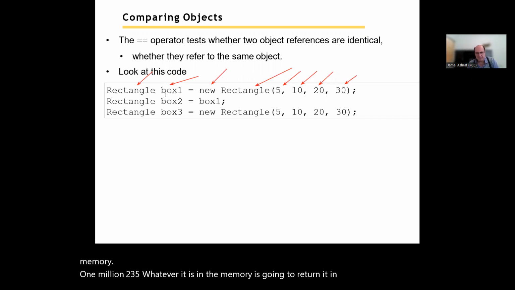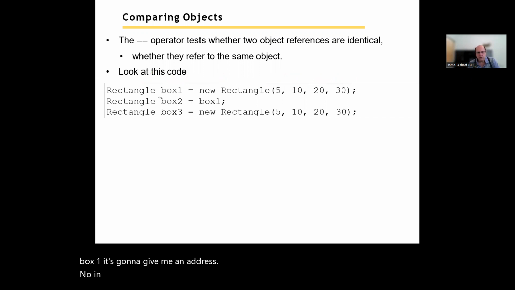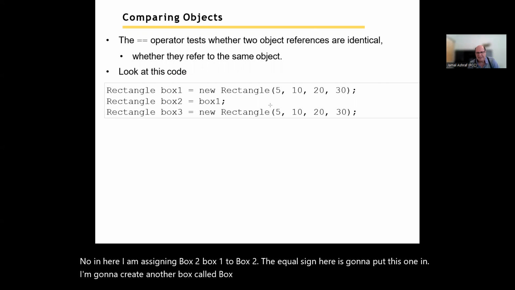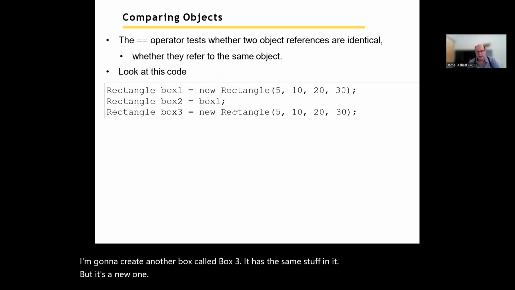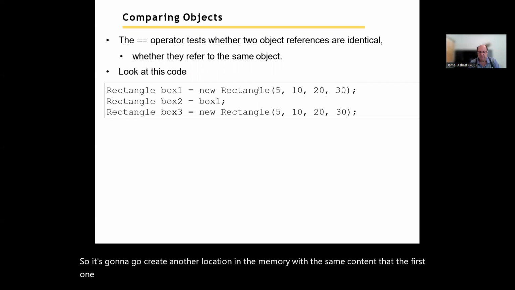So if I just print box 1, it's going to give me an address. Now, here I am assigning box 1 to box 2. The equal sign here is going to put this one in. I'm going to create another box called box 3. It has the same stuff in it, but it's a new one. So it's going to create another location in the memory with the same content that the first one had, but it's going to be a different location.